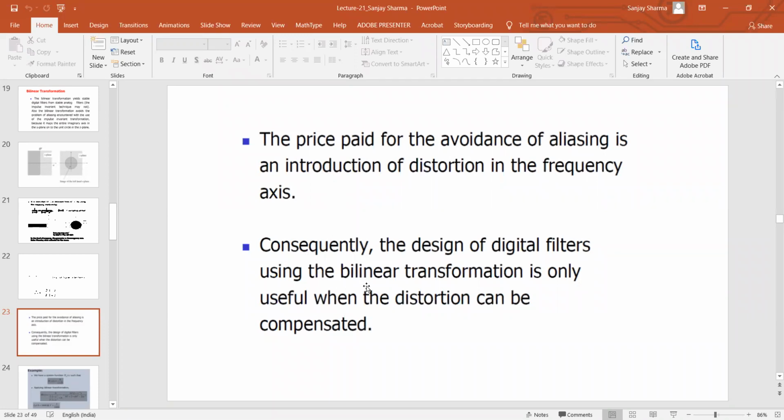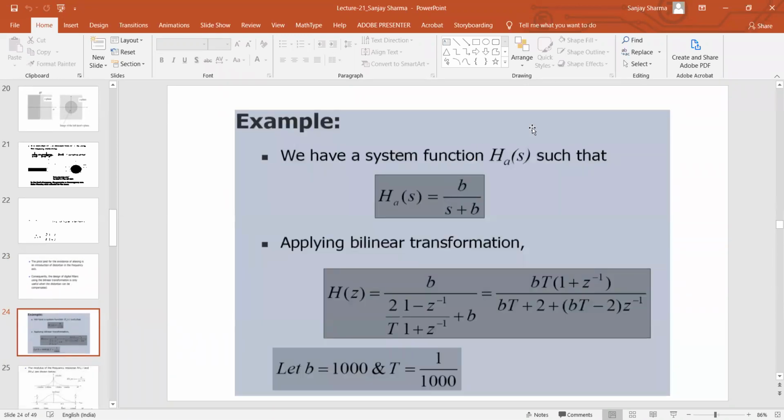Consequently, the design of digital filters using the bilinear transformation is very useful, but it is only useful when this distortion in the frequency axis can be compensated. If we are able to compensate this distortion, bilinear transformation is by far the best method for designing digital filters from their analog counterparts. Okay, so let us see one example.